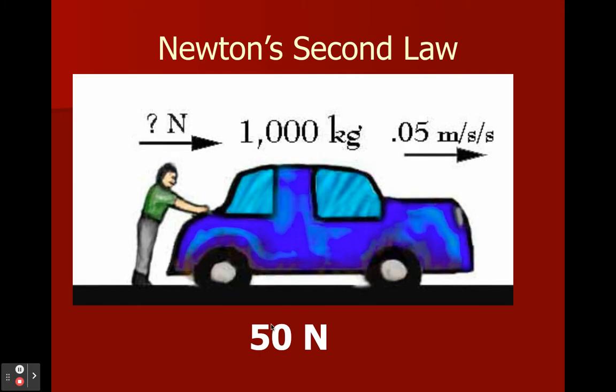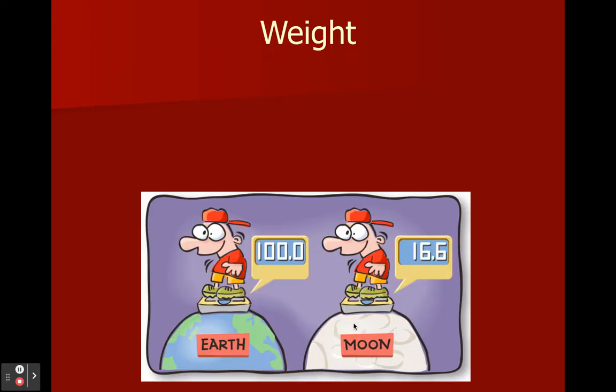Okay, so here's just a quick little example. If you have a 1,000-kilogram car and you're accelerating it at 0.05 meters per second squared, then we'd have F equals ma. We know that the answer is 50. 1,000 times 0.05 is 50.